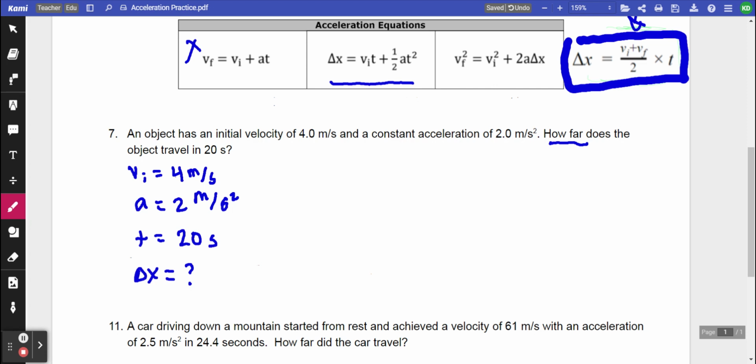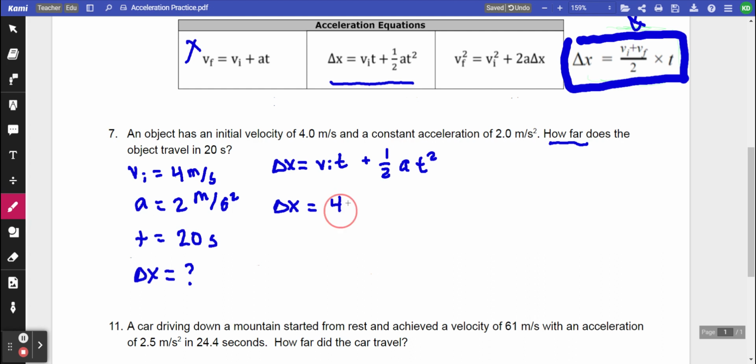And so I'm going to go ahead and rewrite it. Delta x equals Vi t plus 1/2 a t squared. And so now I'm going to substitute into this equation. Delta x is my unknown. I still have to write it though. I'm just going to write it as a variable. There's nothing to plug in.